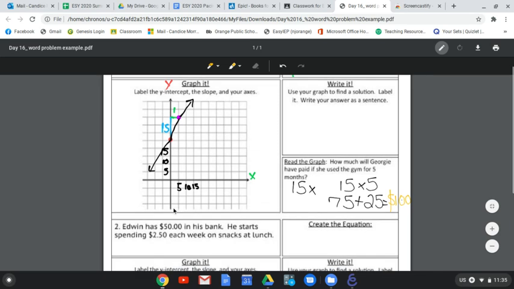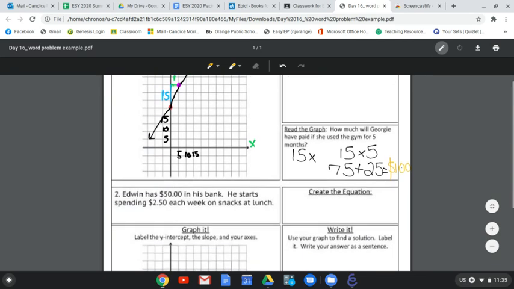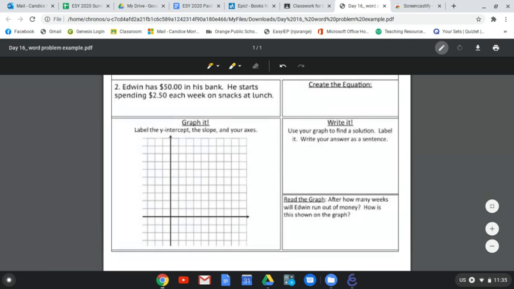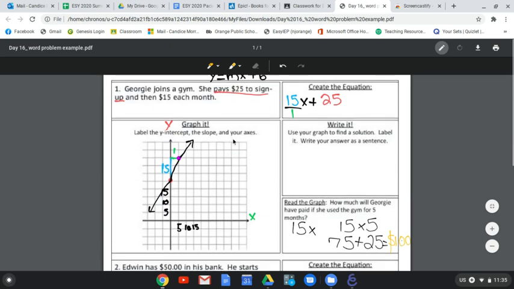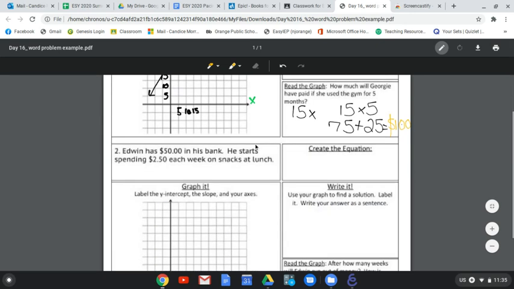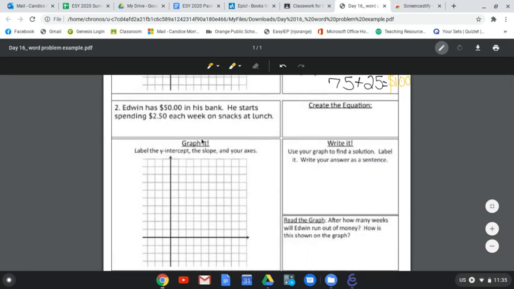So this was it. All right, so our next step is number 2, which is: Edwin has $50 in his account. He starts spending $2.50 each week on snacks at lunch. So very similar to the last one that we did. Of course, we're going to be using y equals mx plus b, and it's going to be in this type of format. Okay, so he starts off with 50.